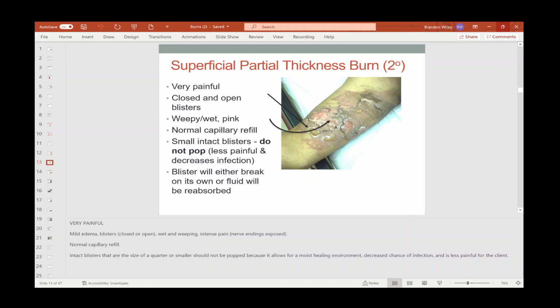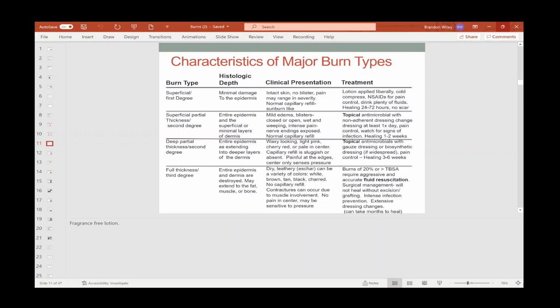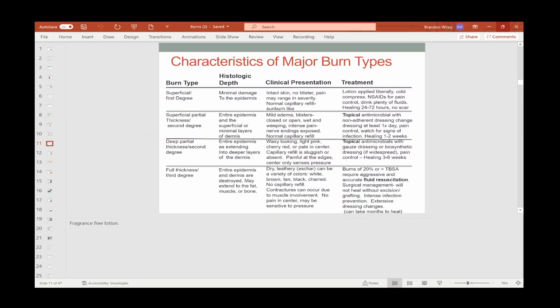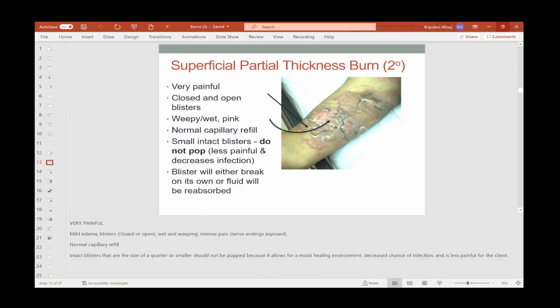So blisters, they can be open, they can be closed, leaky, wet, pink. You still can blanch it. So if you put your finger and try to get a refill, you can still blanch that tissue. So it still has some perfusion to it. So that's a good thing. Again, don't pop them unless you need to. The small ones, leave them be. Just cover them.